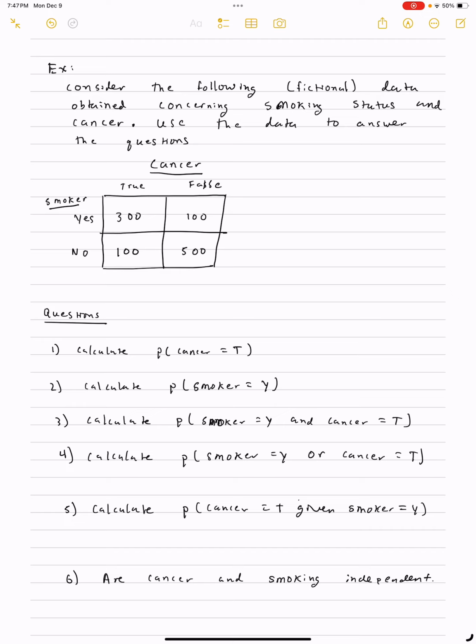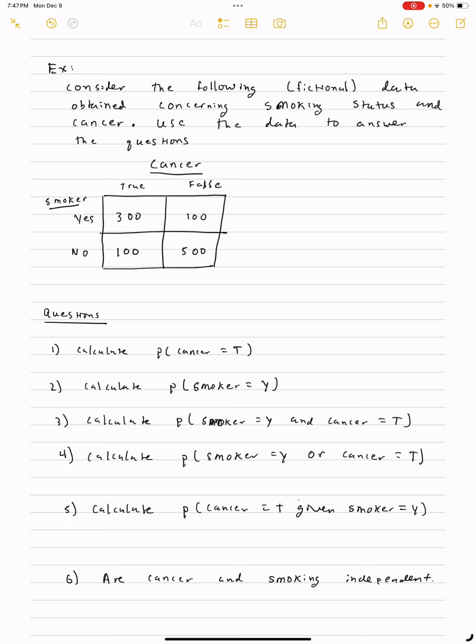So in this data set, for example, there are 300 individuals that are smokers and that also have cancer. So the table represents the counts and the values of the variables cancer and smoker. In this case, true and yes.